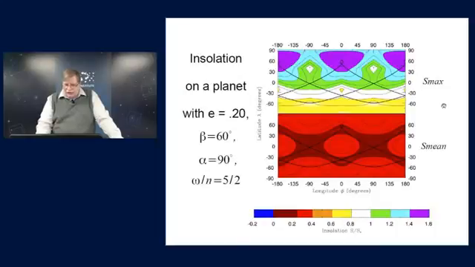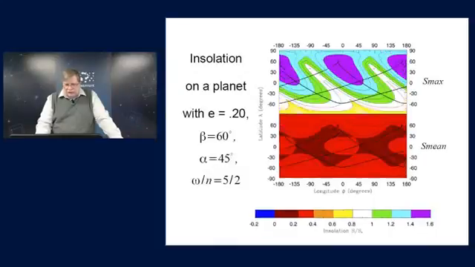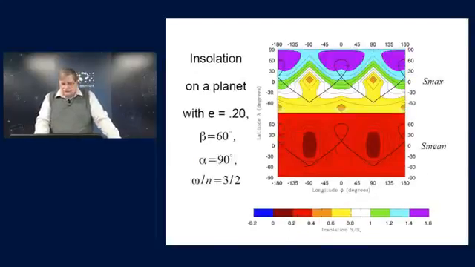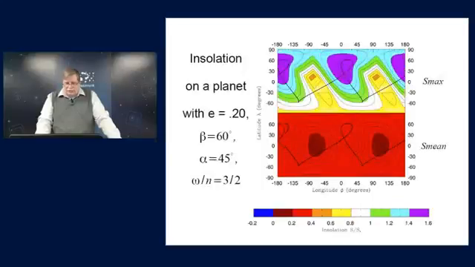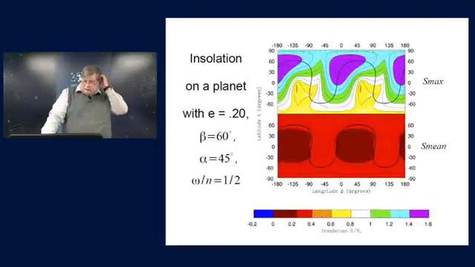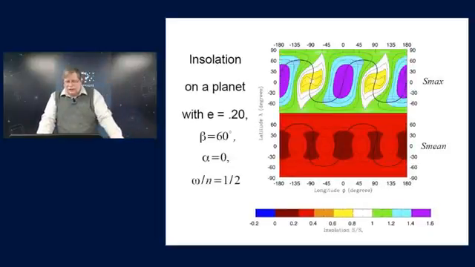If we go back and check, it's still true as we change alpha, it's still true for this 3/2 resonance. The northern and southern hemispheres look the same for the mean insolation, and so forth. In fact, this remains true for every half-odd integer resonance that I've looked at.